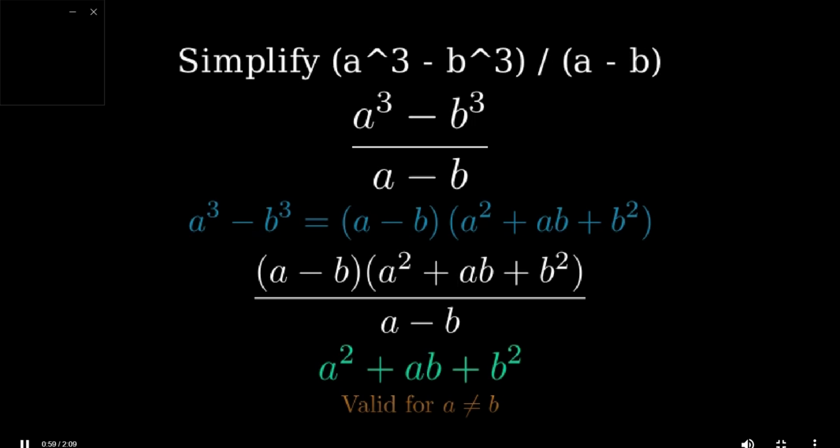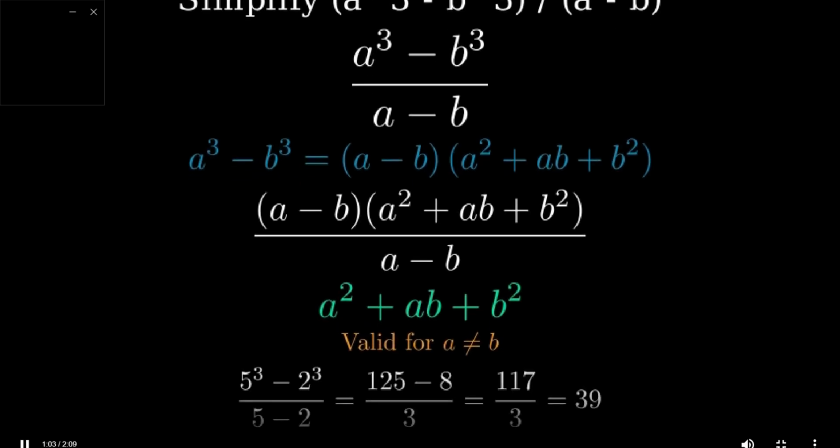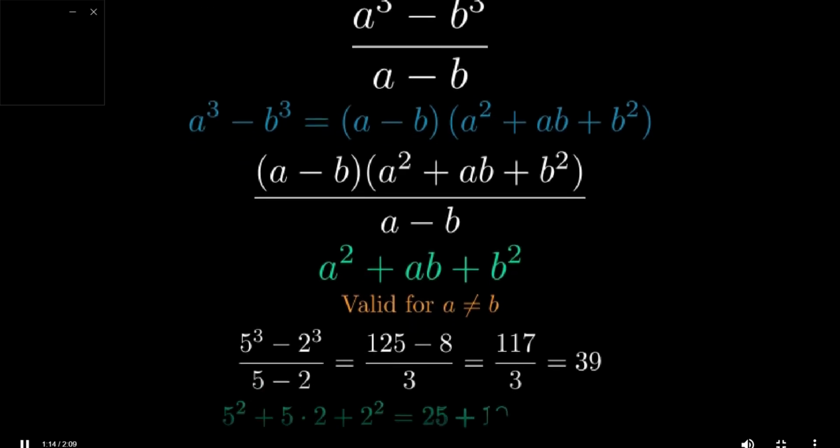Let's quickly check with numbers to build intuition. Take a equals 5 and b equals 2. Compute the left side: 125 minus 8, over 5 minus 2 equals 117 over 3, which is 39. Now compute the right side. a squared plus ab plus b squared equals 25 plus 10 plus 4, also 39. So the simplification is consistent.